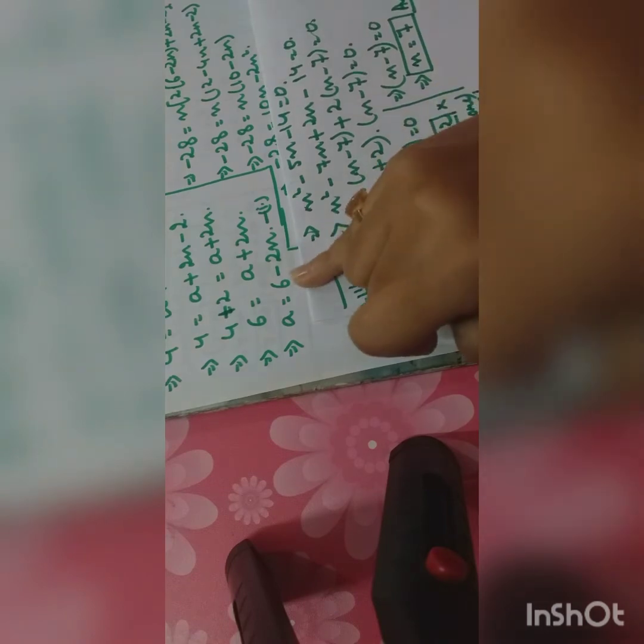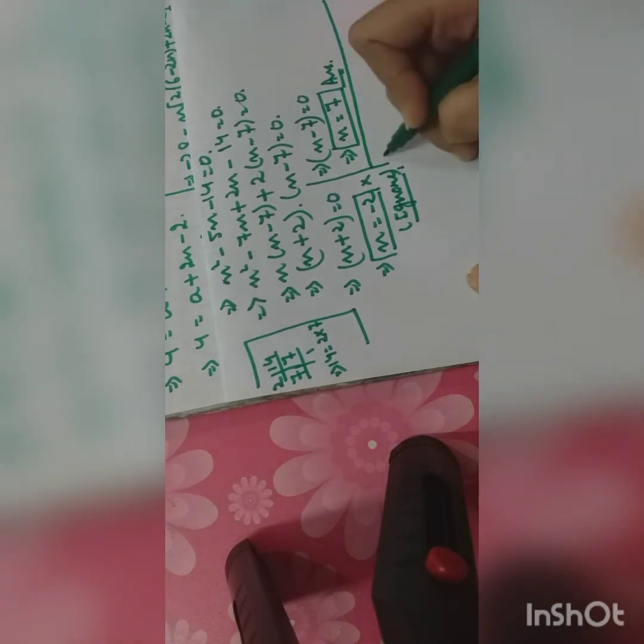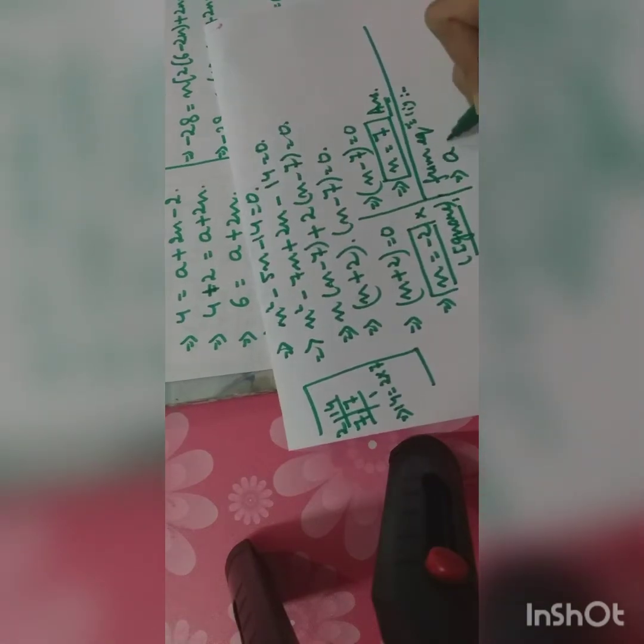In the next part of the question, it is asking me to find the value of a. Since I have got the value of n as 7, I am simply replacing this value of n equal to 7 in equation number 1. From equation 1, my first equation was a equals 6 minus 2n.